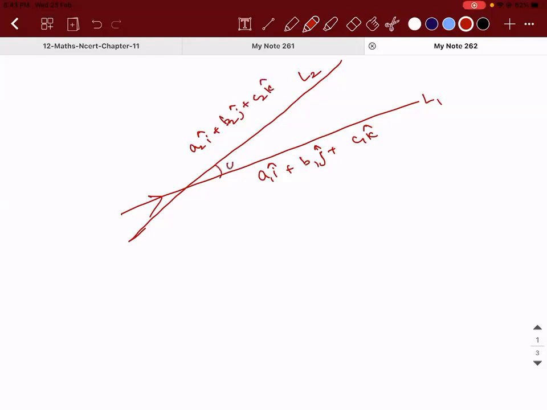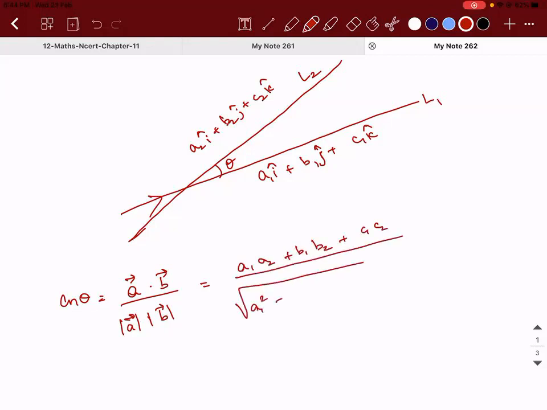And if I take the angle between the both as theta, when you know two vectors, then what is cos of the angle between those two vectors? Is it not A vector dot B vector divided by magnitude of A vector into magnitude of B vector? So what is A vector dot B vector? It is A1 A2 plus B1 B2 plus C1 C2, the whole divided by root of A1 square plus B1 square plus C1 square into square root of A2 square plus B2 square plus C2 square. Accepted? Yes, sir. That's it. So this is the formula.